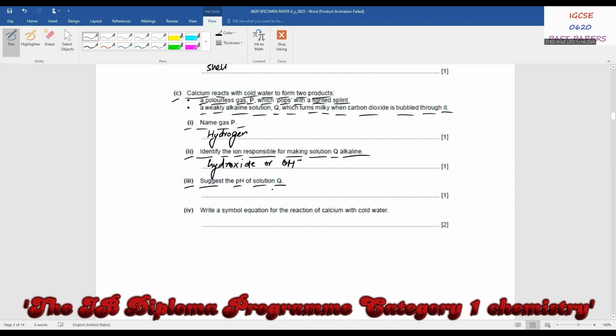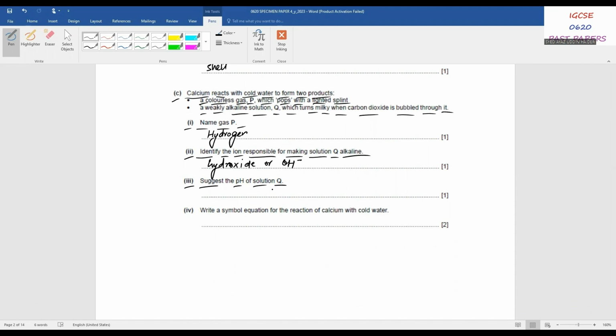Now they said it's weakly alkaline. The pH must be above 7 but below 12. So you can write any value in the range between 7 to 10.